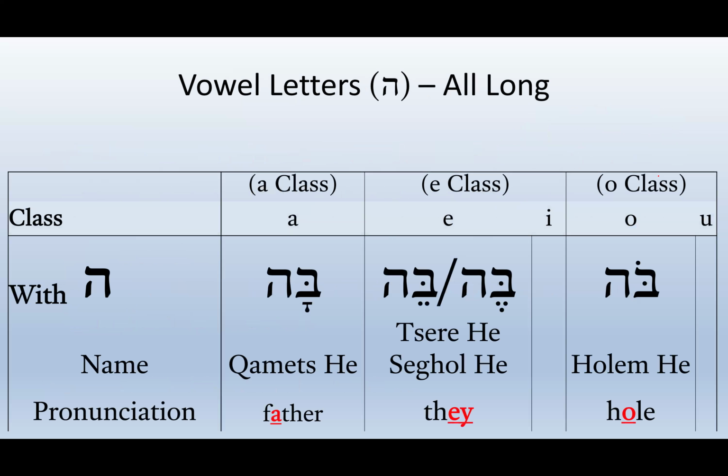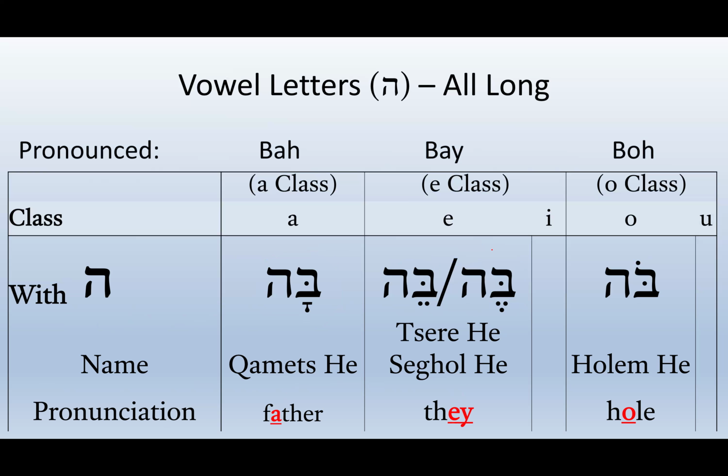So here are the vowel letters. If the vowel is associated with the hey, you have ba, it's still pronounced ba, still A as in father. But notice here that the tsere and the segol both end up being the same sound as the tsere. So this would be bay, and this also would be bay. And then the holam is still going to be the O. So it doesn't really change that much. You just need to be able to recognize what you do with it. The only one that really changes sound is this one, because it's going to have more of a tsere sound to it.